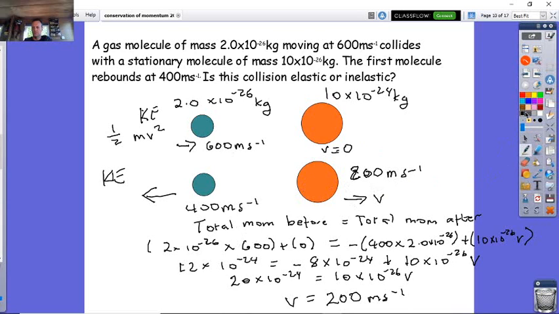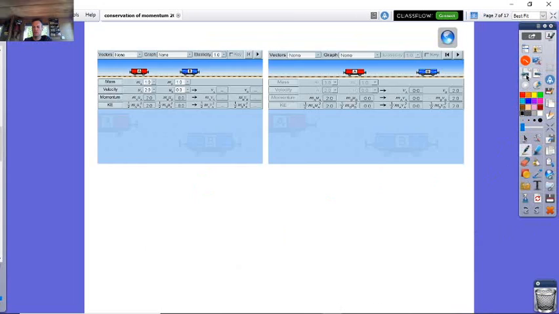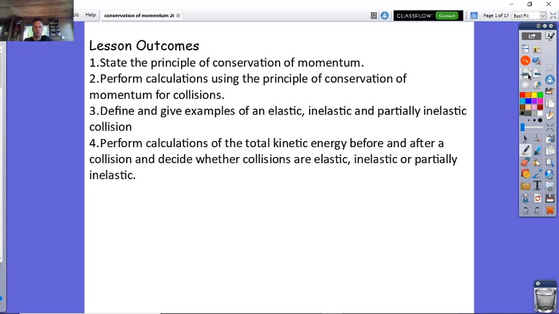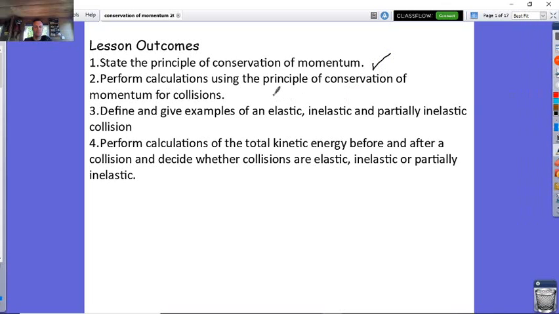So, to summarize what we've done, we've been through these learning outcomes. So we have battled our way through. We now know what was meant by the principle of conservation of momentum. We've done calculations, and then we've done examples of elastic, inelastic, and partially inelastic. And now we're starting using kinetic energy in these three types of collisions.